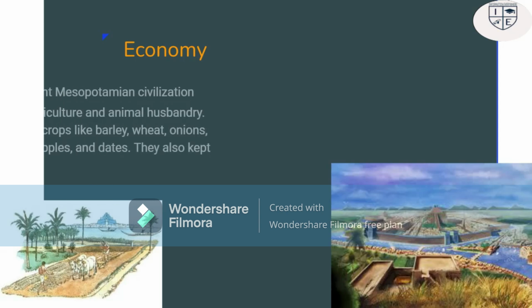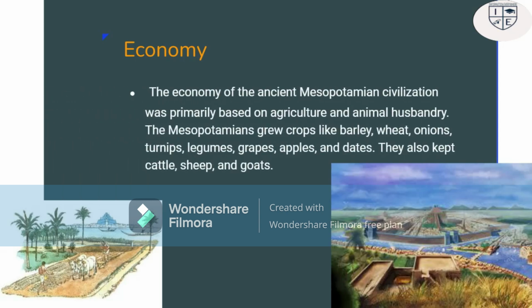Economy of Mesopotamia. The economy of ancient Mesopotamia was primarily based on agriculture and animal husbandry. The Mesopotamians grew crops like barley, wheat, onions, turnips, lemons, grapes, apples, dates, and they also kept cattle, sheep, goats.